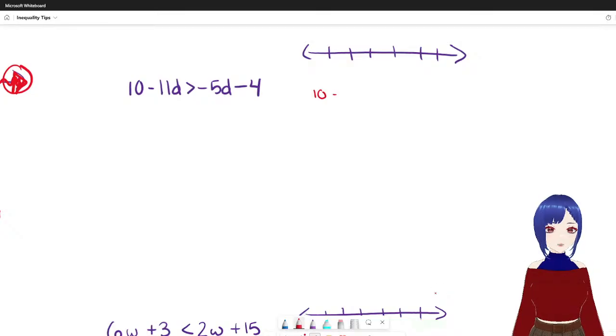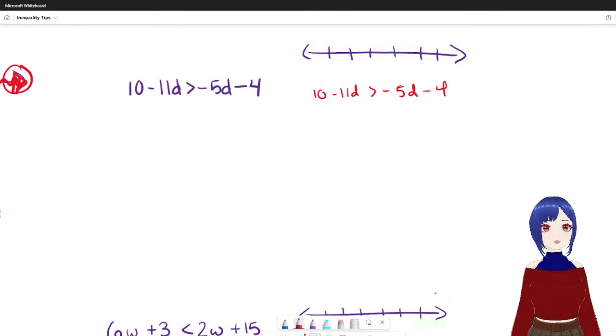So we have 10 minus 11d equals -5d minus 4. So with this is where I said make sure your variable's on the left. Oh, I just rewrote the same inequality. It's supposed to be equals.